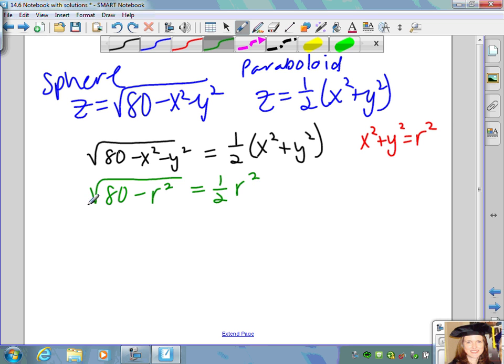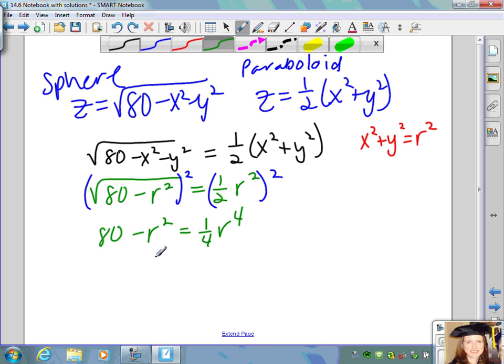So that way we're trying to solve this equation where we are looking for just r by itself, a single variable. We can do that next step by squaring both sides of this equation to get rid of that radical. And when we do that, we get 80 minus r squared equals, we're going to square 1/2, which is a fourth, square r squared to get r to the fourth. Okay, now we have this equation.